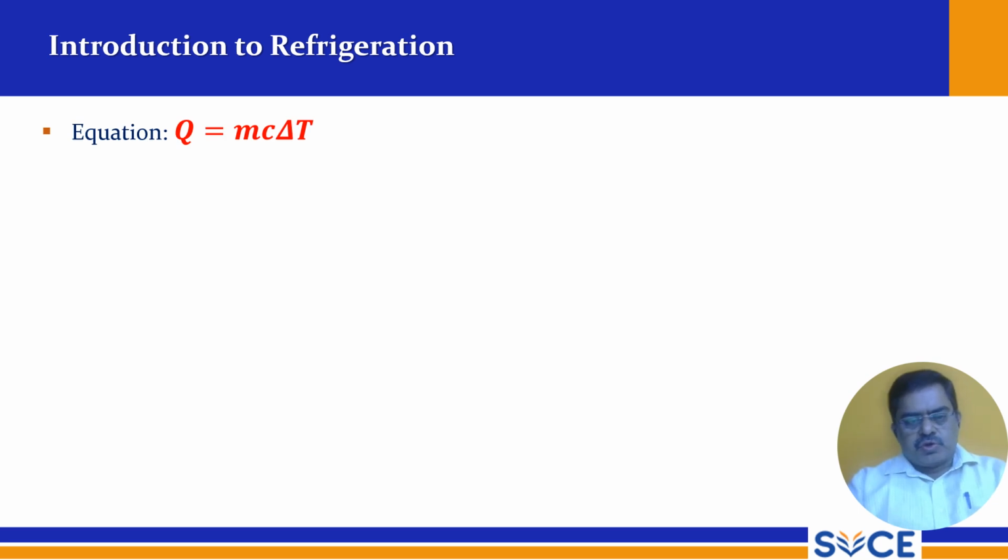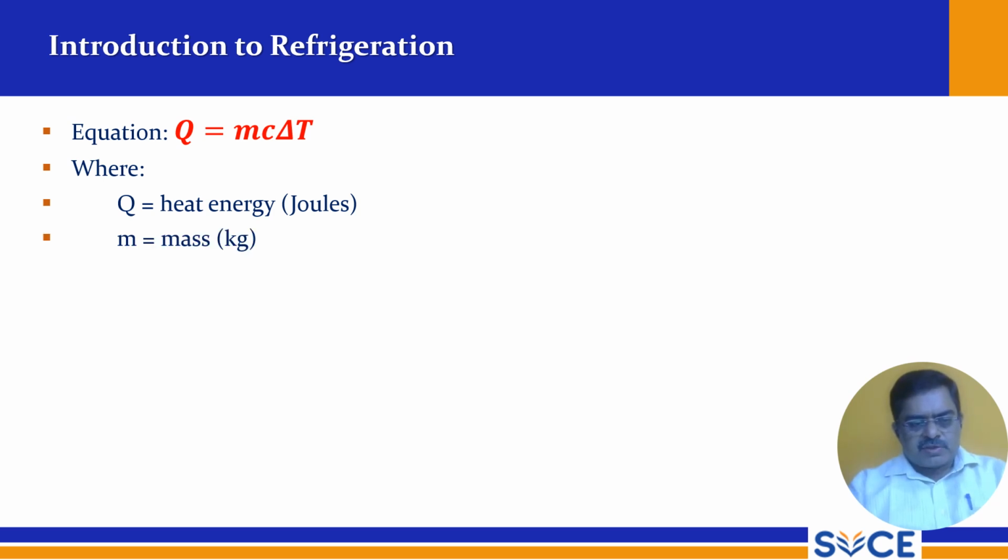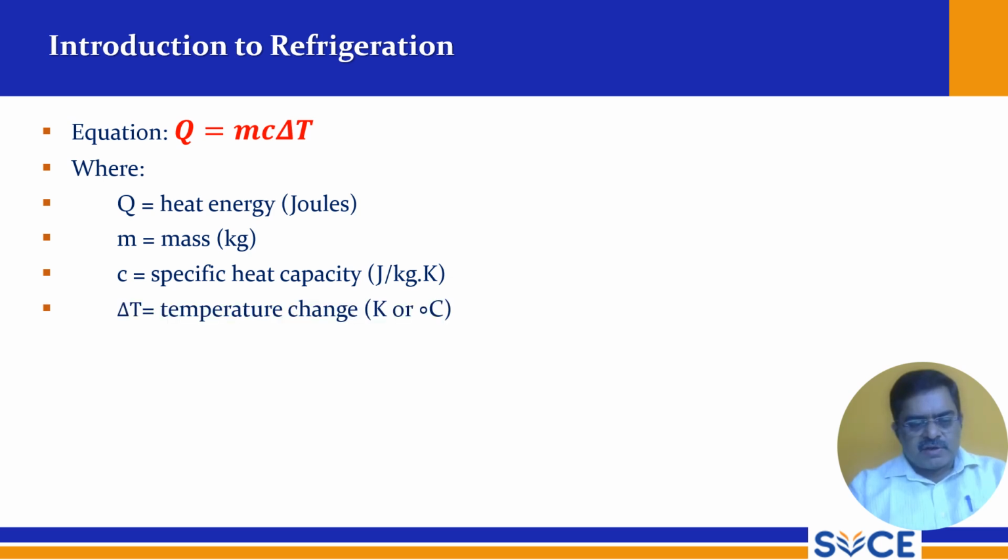So the equation is Q equal to m c delta T, where Q is heat energy in terms of joules, m is mass in terms of kg, C is specific heat capacity in terms of joules per kg Kelvin, and delta T is temperature change in terms of Kelvin or degree Celsius.